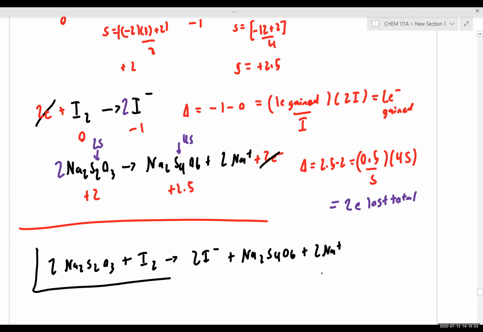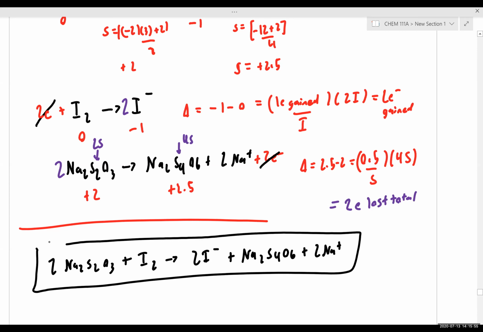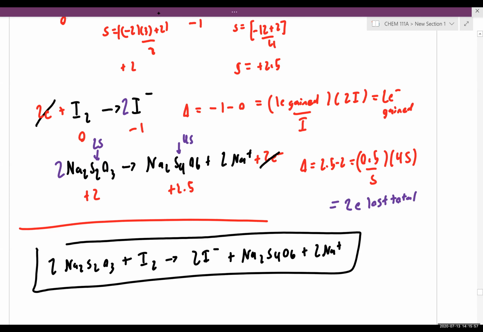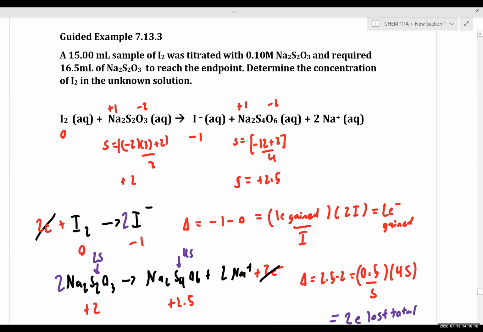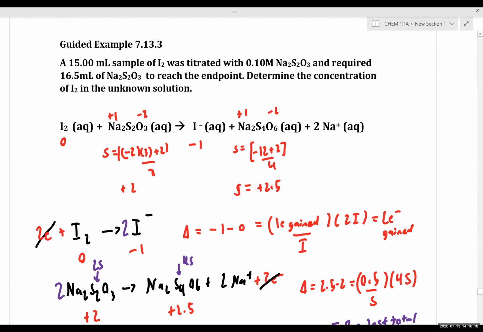So now that we have the balanced chemical equation, we can begin to utilize our titration methods. So all of that work was just to get our balanced equation. And once we have our balanced equation, the calculations for redox titrations are exactly the same as acid-base titrations. So let's demonstrate that. So let's write down our volumes.